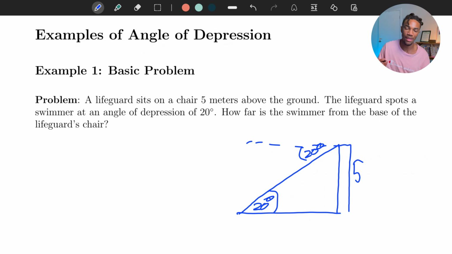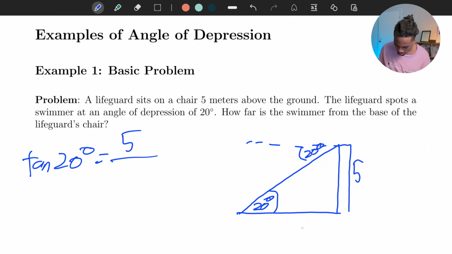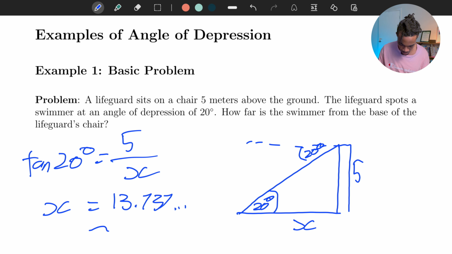So then it's the same thing. Tan 20 degrees equals 5 over x. x equals 5 over tan 20 degrees. That equals 13.737..., approximately equal to 14 meters.